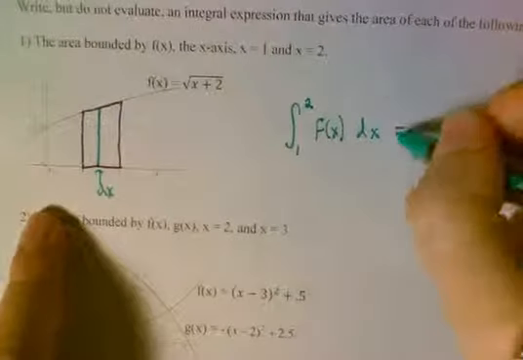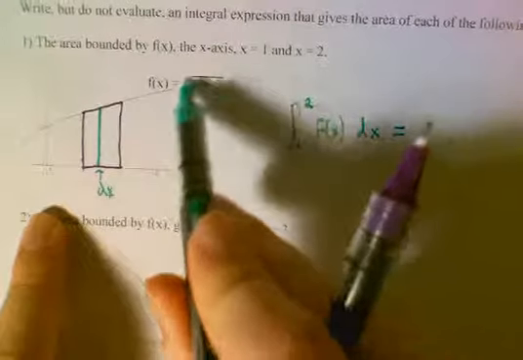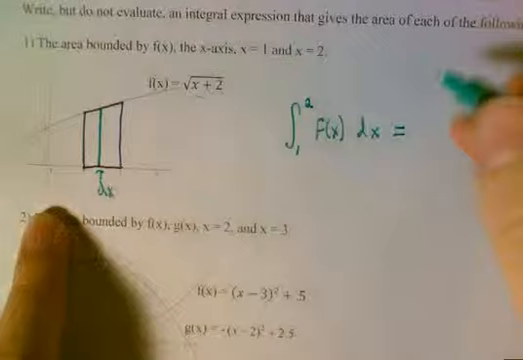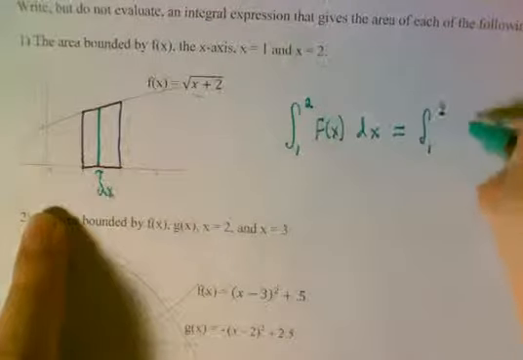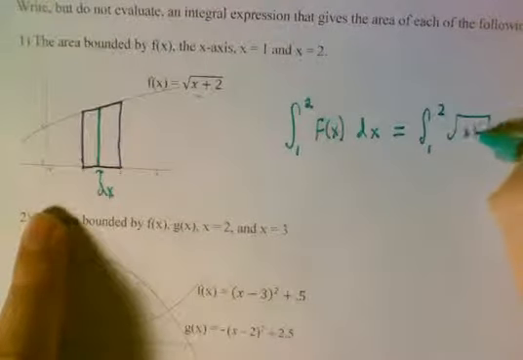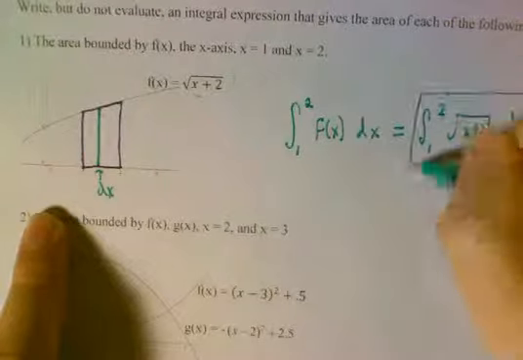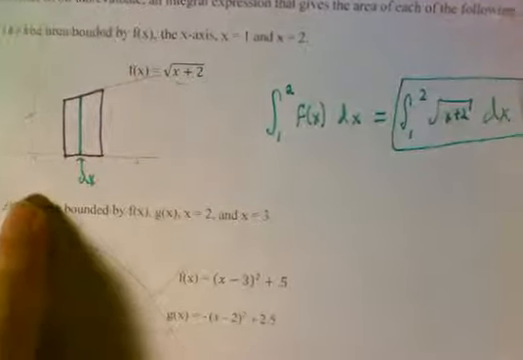What we can also do is plug in what we know f of x is. So we would say the integral from 1 to 2 of the square root of x plus 2 dx. And there's our answer.